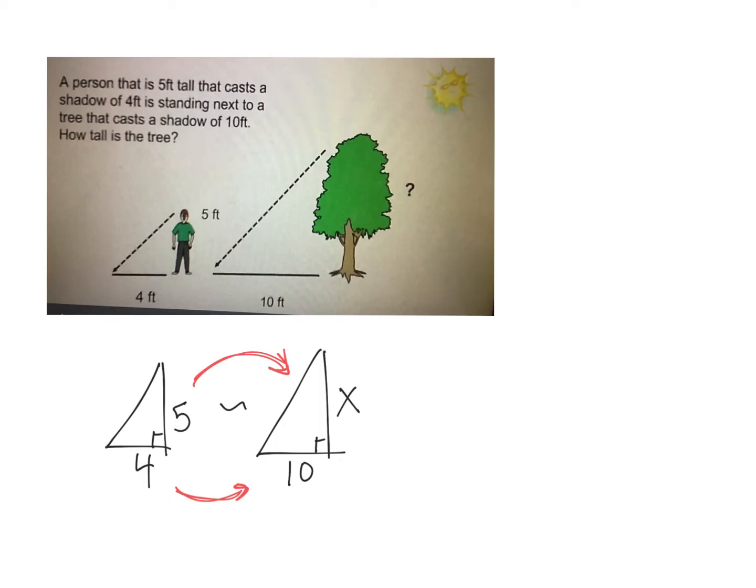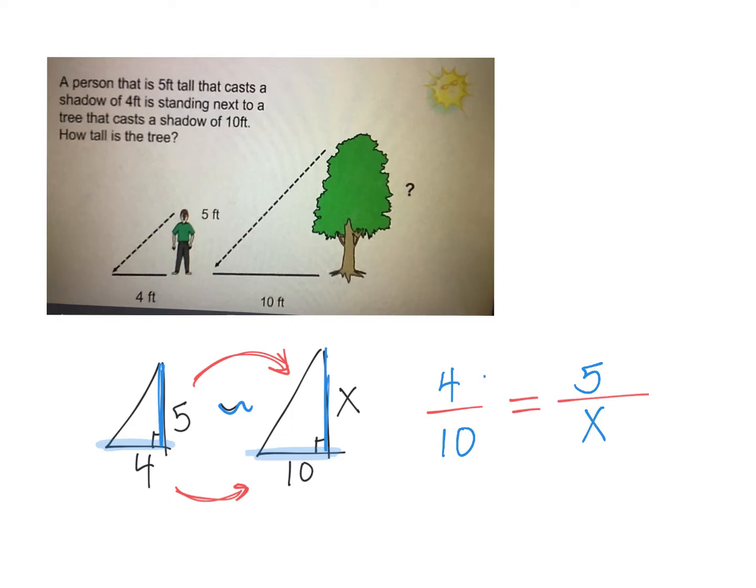Another way to do it is you can set up a proportion that deals with the corresponding sides. I'm going to say this side length down here, 4, corresponds to the shadow over here. So the person's shadow corresponds to the tree shadow, and I'm going to set that up as a ratio. Then the person's height, that side of the triangle, has to correspond to this side. They have to be equal because those two triangles are similar, and we proved that the other day.